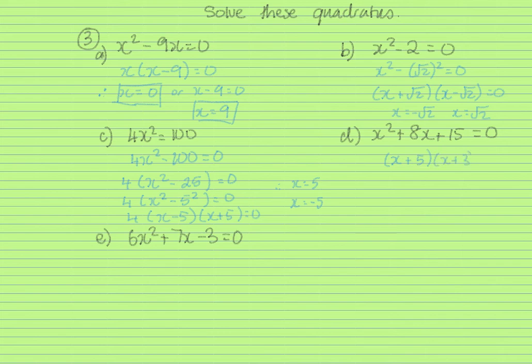All right, the next one, factors of 15 that add to 8. So I've found 5 and 3. Haven't written out my mini equations, but basically x plus 5 equals 0. So x equals negative 5 and x equals negative 3.